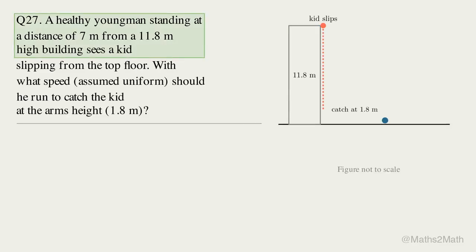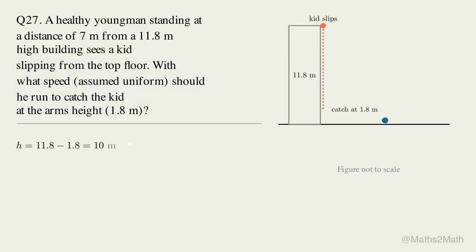Question 27. A young man stands 7 meters from an 11.8 meter building. A kid slips from the top. He must catch it at arm height, 1.8 meters. What does this mean? The kid falls freely through 10 meters. The man must cover his 7 meters in exactly that fall time.